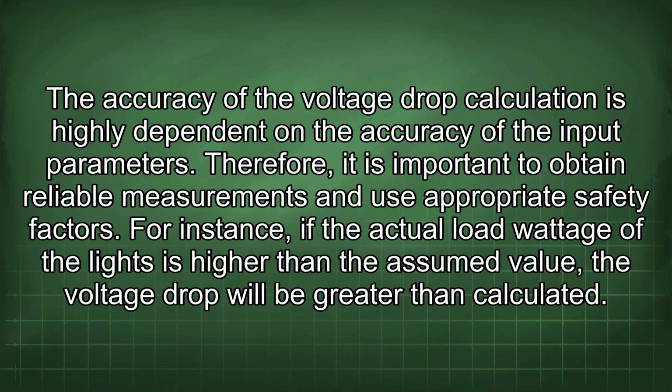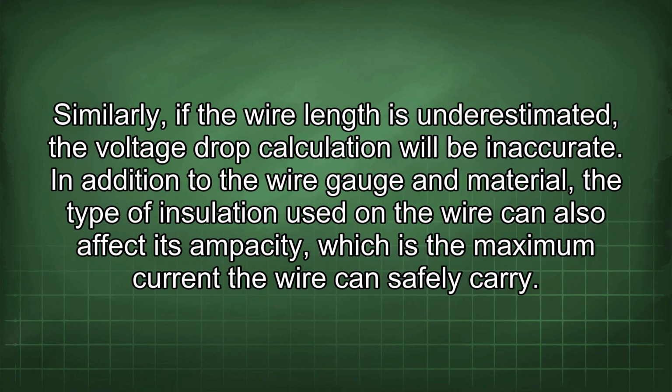The accuracy of the voltage drop calculation is highly dependent on the accuracy of the input parameters. Therefore, it is important to obtain reliable measurements and use appropriate safety factors. For instance, if the actual load wattage of the light is higher than the assumed value, the voltage drop will be greater than calculated. Similarly, if the wire length is underestimated, the voltage drop calculation will be inaccurate.